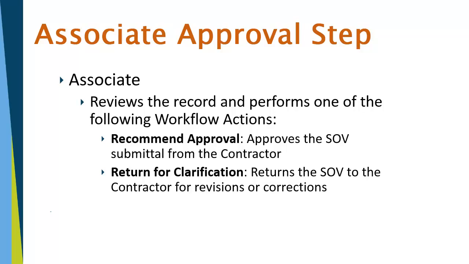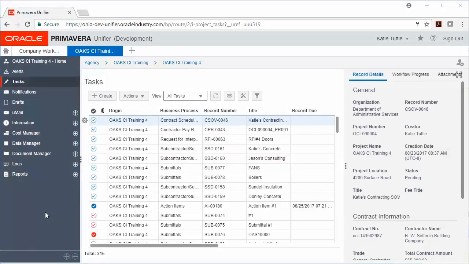At the associate or architect approval step, they're going to review the contract schedule of values and either recommend approval or return for clarification if revisions are needed. If your schedule of values record gets returned to you for clarification, you will receive an email notification letting you know that you have a task that your SOV has been sent for update.